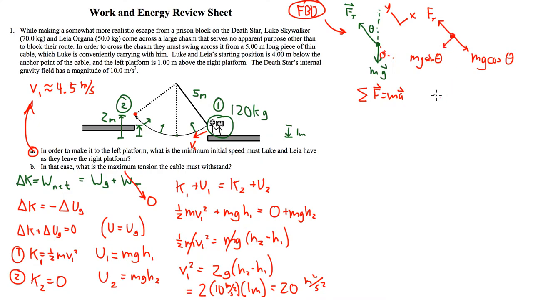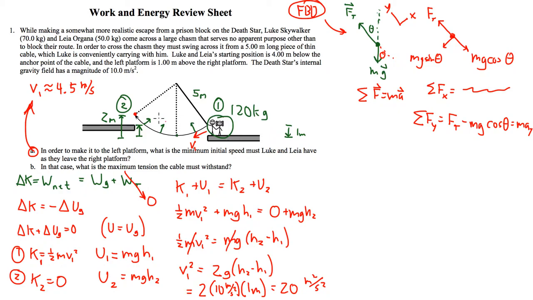Okay, so now we do sum of forces in the x direction equals whatever, we don't care. Okay, sum of forces in the y direction equals, okay, we have the tension force acting in the positive y direction. We have mg cosine theta in the negative y direction, and that's going to equal ma.